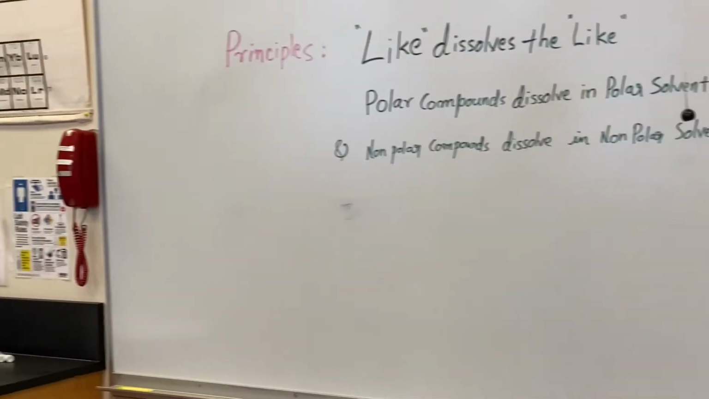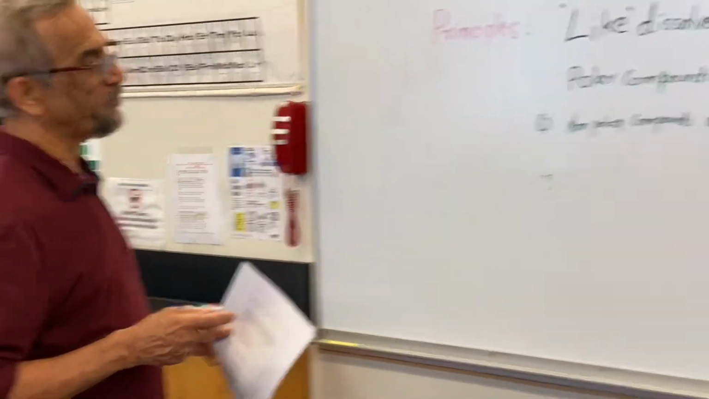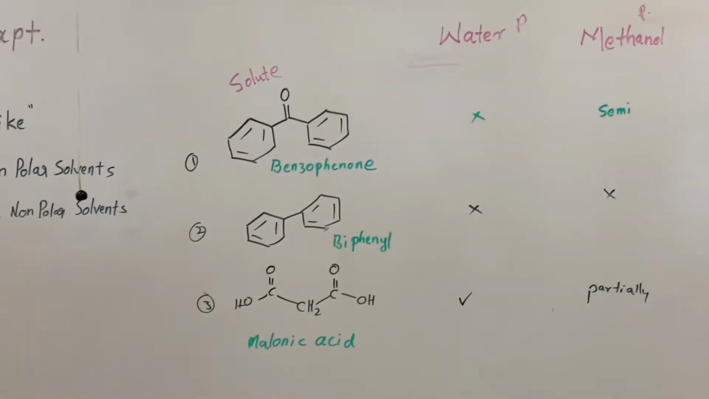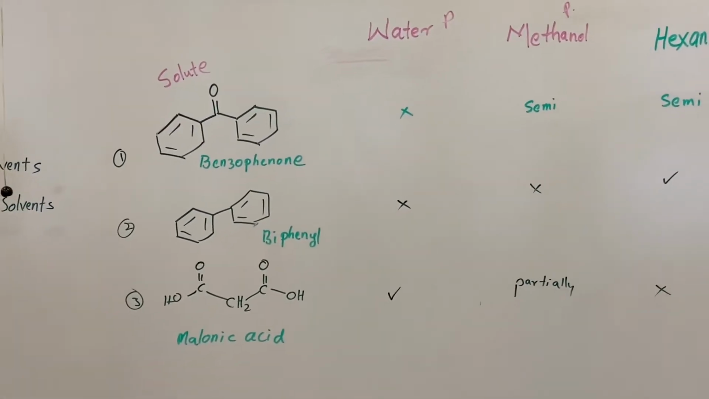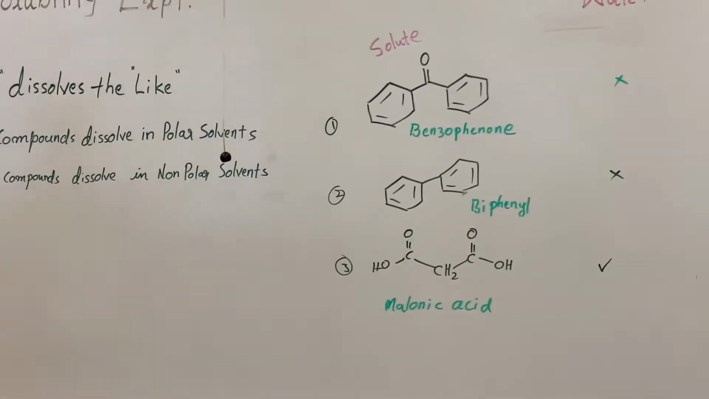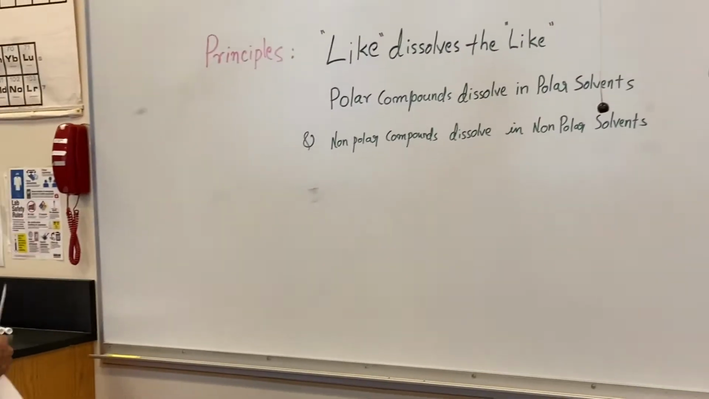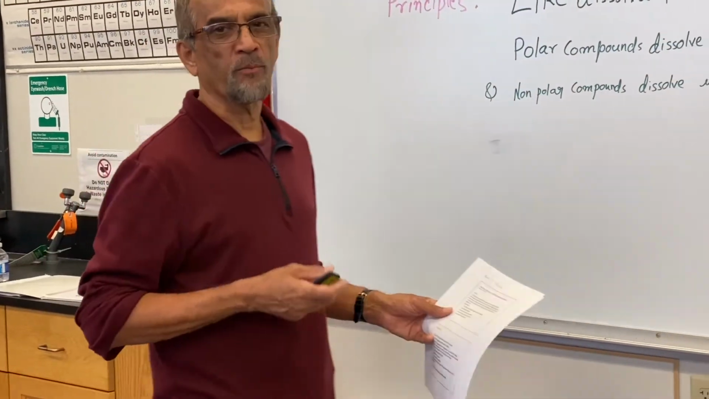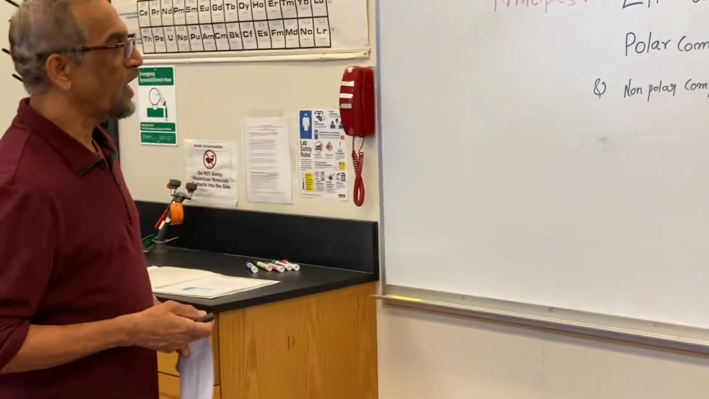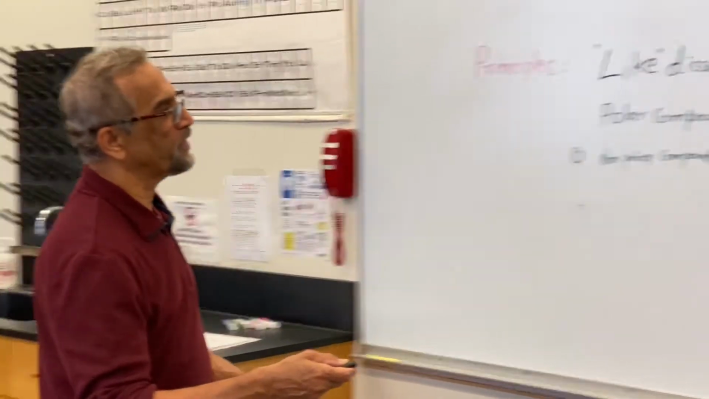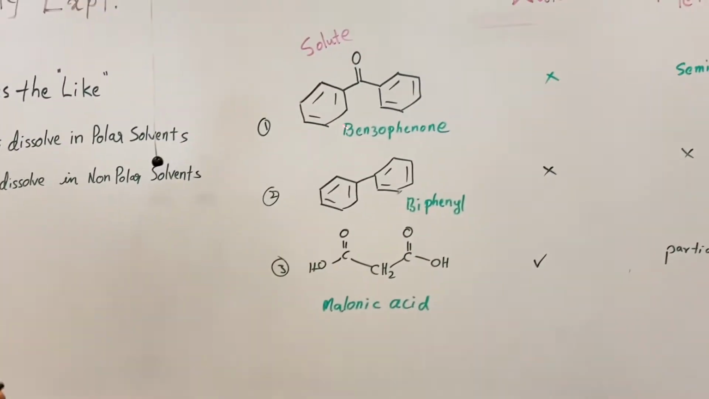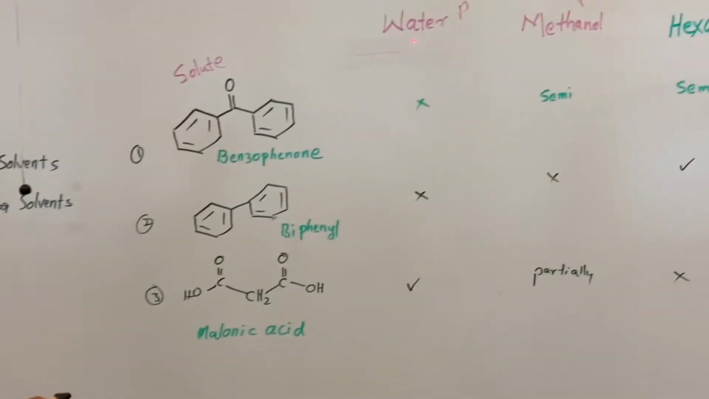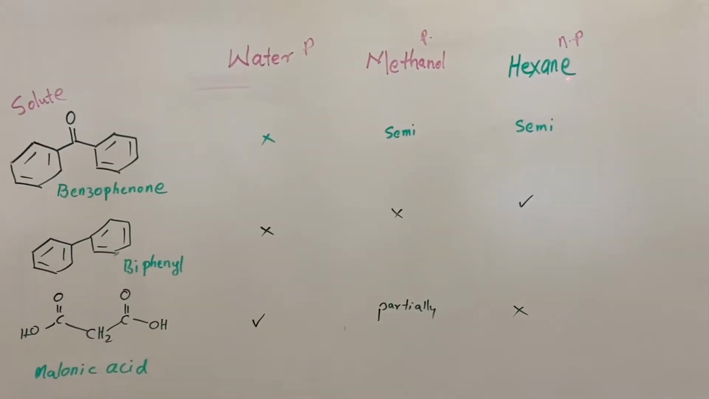So all we have to do is identify what are polar compounds, what are non-polar compounds, what is a polar solvent, what is a non-polar solvent. I have already explained how, based on the electronegativity of the atoms, to identify whether a given compound is polar or non-polar, right? So we already know that. In today's experiment, we are going to show these three compounds: benzophenone, biphenyl, malonic acid, and how they dissolve in water, methanol, and hexane.